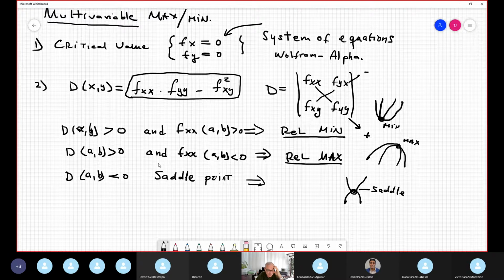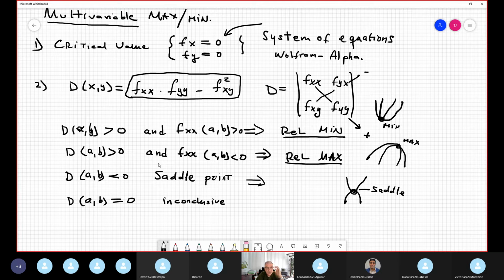And if the discriminant is 0, the last possibility, we can't conclude. Inconclusive. I don't know if this point is maximum or minimum. Okay, let's first see GeoGebra to see physically the saddle point, which is a new situation we never saw before.